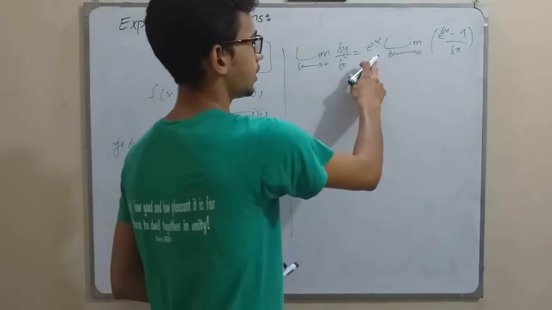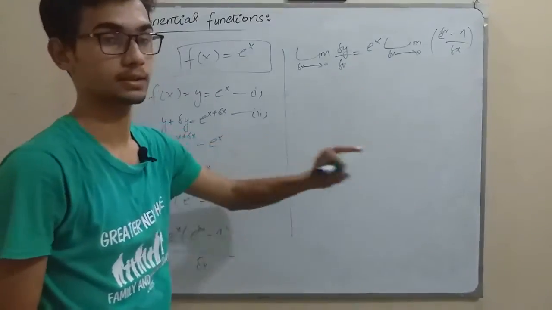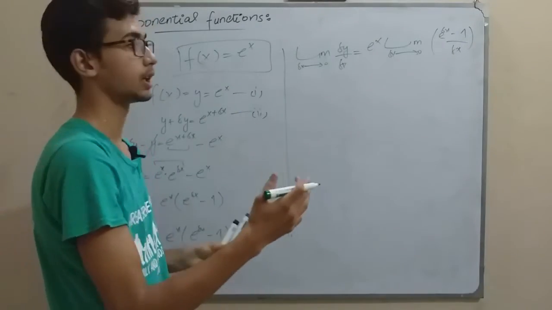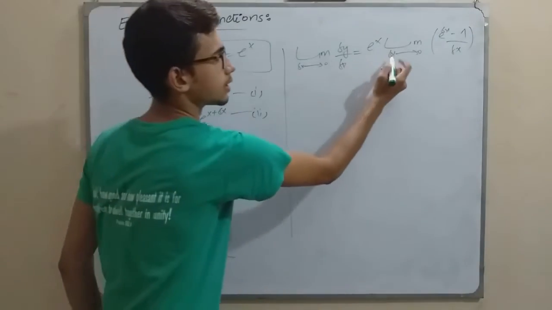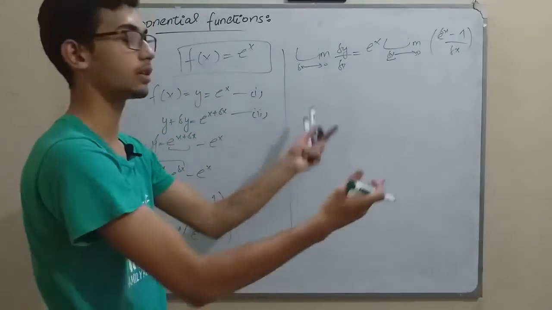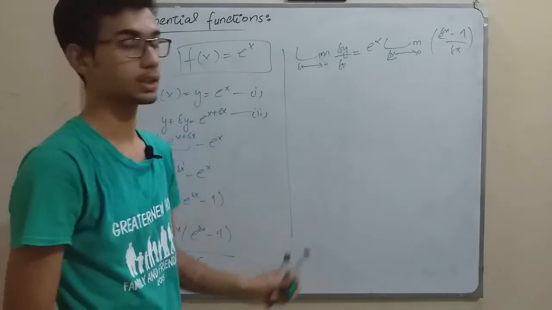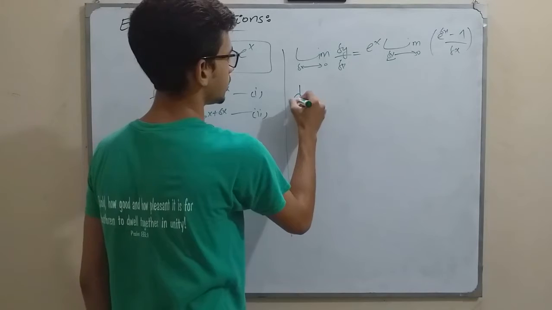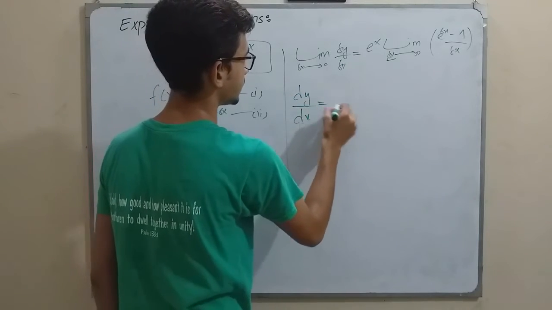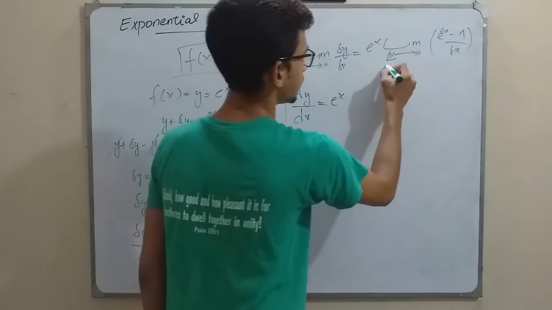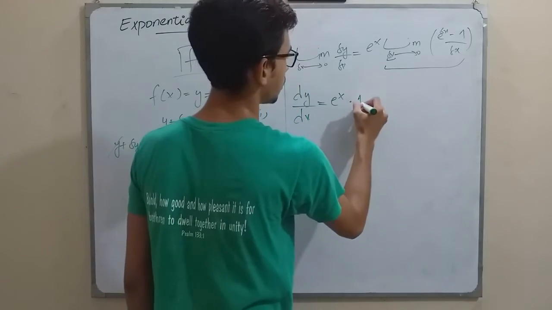You must be thinking why I sent this e^x outside the limit: because it does not contain delta x, so I cannot apply the limit on it. Hence this becomes dy over dx is equal to e^x, times the limit, which is equal to 1.